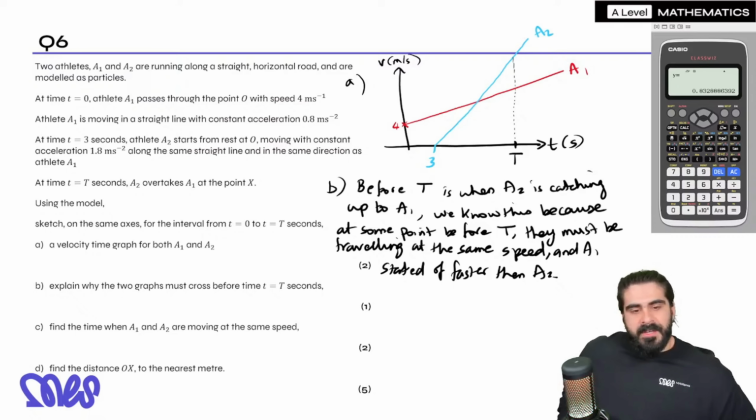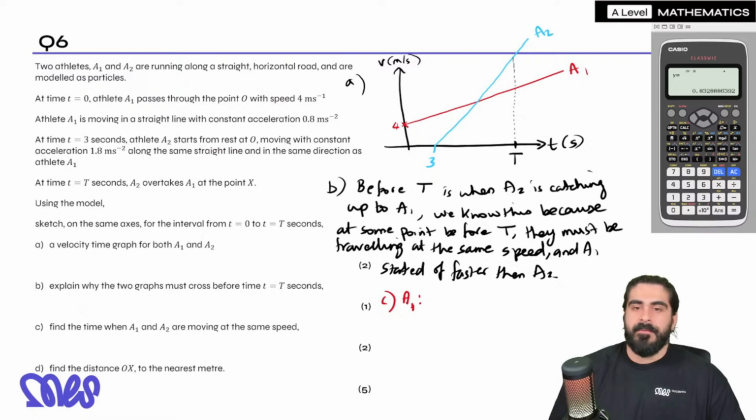Find the time when A1 and A2 are moving at the same speed. Okay, so for that, we're going to have to write down the equations of motion for both. Who can tell me what the equation of motion for A1 is? Now for A1, we know what u is. It's 4. The acceleration for A1 was 0.8 t.